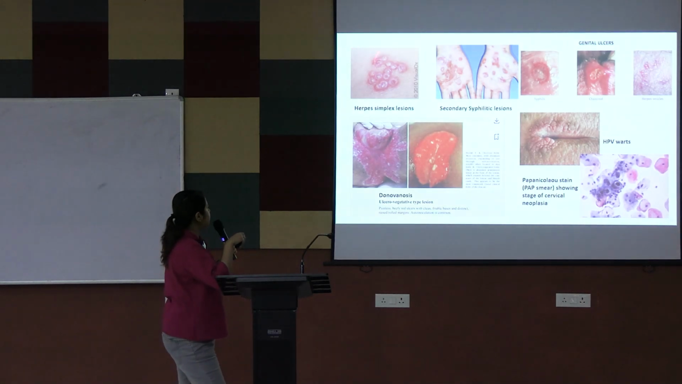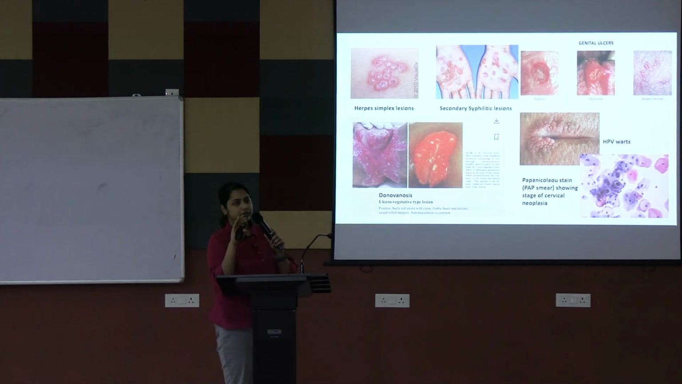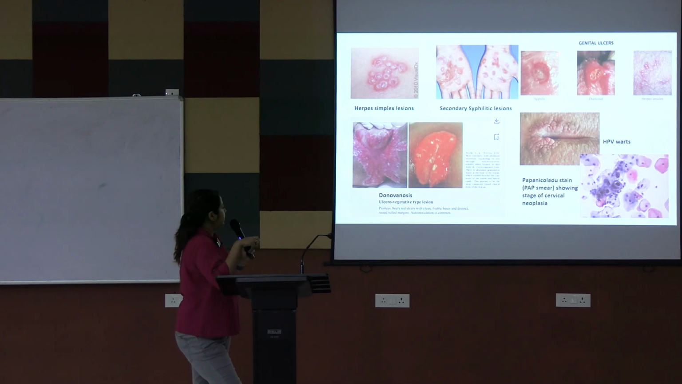What are the manifestations? In herpes simplex lesions, there are cold sores like this. Then in secondary syphilitic lesions, there can be ulcerative lesions on the hands and feet, etc. Then there are genital ulcers. In syphilis, the genital ulcer is a shallow ulcer, the rash breaks down. Chancroid is a little bit deep. Herpes lesions are usually vesicular.